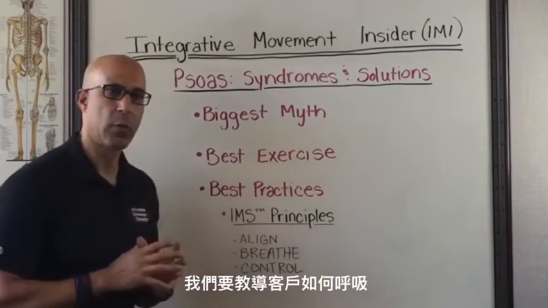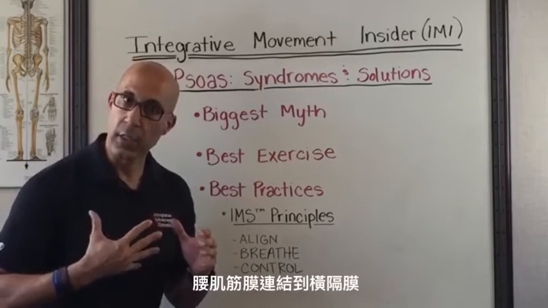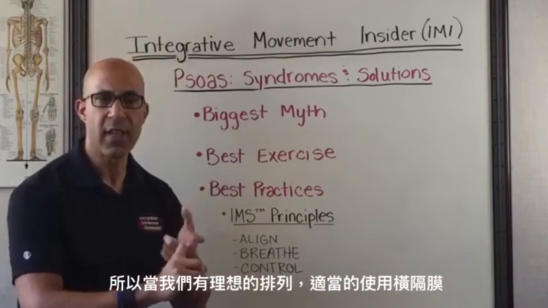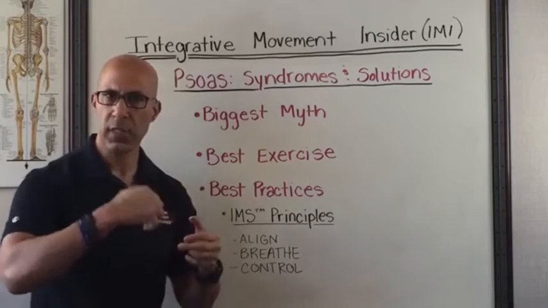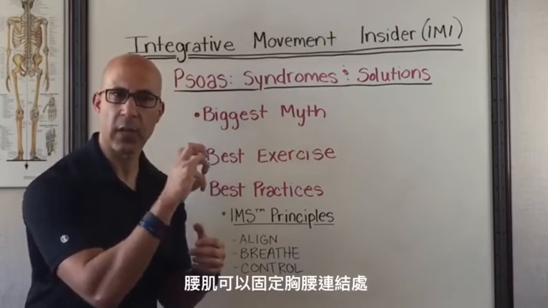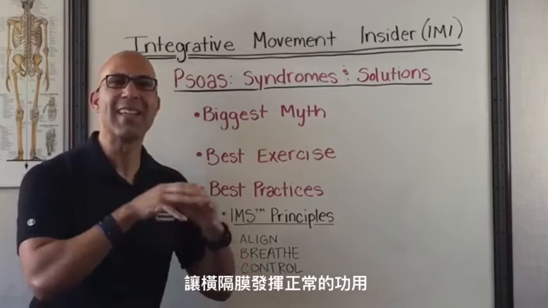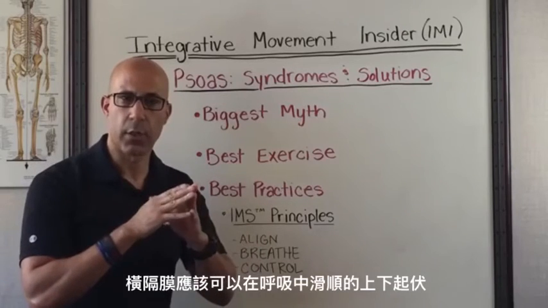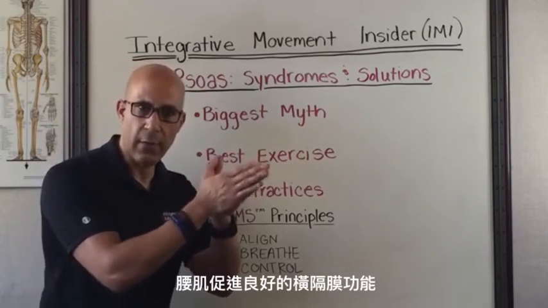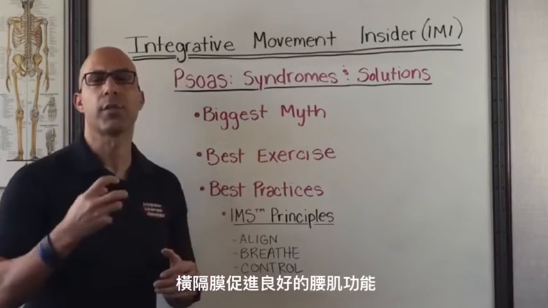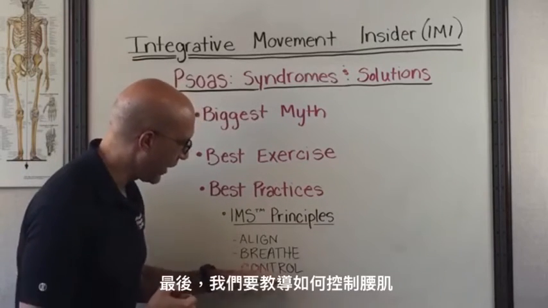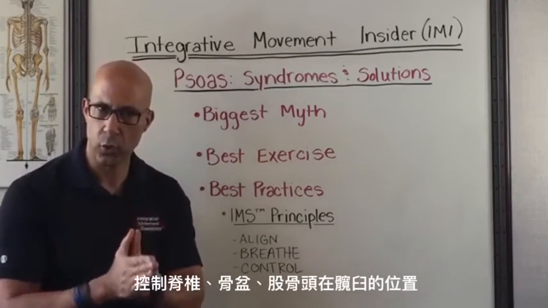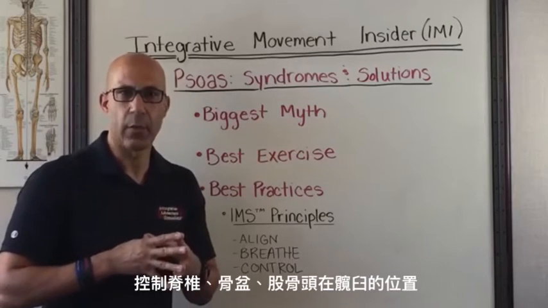We must teach our clients how to breathe. Recall, as I said, the psoas fascially blends up into the diaphragm. So when we have optimal alignment and we're using our diaphragm appropriately, the psoas helps anchor the lumbar spine and thoracolumbar junction to allow the diaphragm to move into inspiration and expiration. Psoas facilitates optimal diaphragm function. Diaphragm facilitates optimal psoas function. Finally, we must teach the psoas to control the spine, control the pelvis, and control the femoral head within the acetabulum.